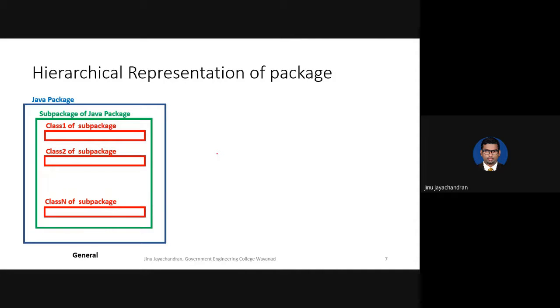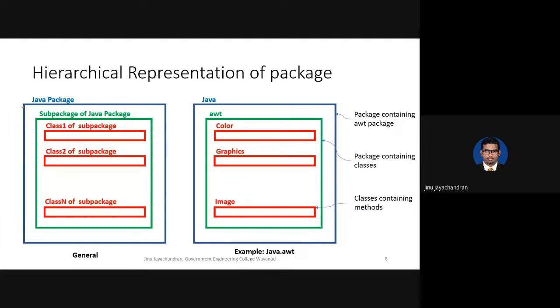So how do you put everything inside a package? Let's say you have a program with class 1, class 2, up to class n. This is your normal Java program. You put this in something called a sub package, and you put multiple sub packages inside a Java package. For example, AWT is a sub package. Inside AWT, you have a class called color, a class called graphics, a class called image. AWT, along with other subpackages like IO, lang, etc., combine to form the Java package.